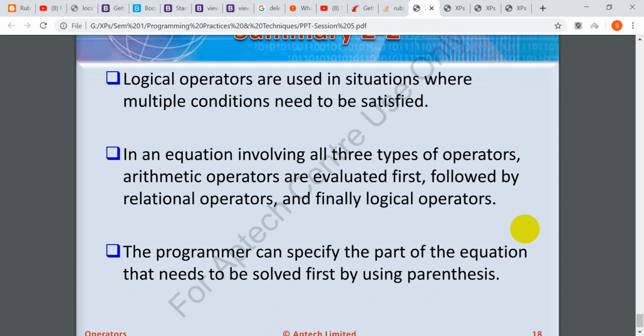In an equation involving all three types of operators, arithmetic operators are evaluated first, followed by relational operators, then finally logical operators. The programmer can specify the part of the equation that needs to be solved first by using parentheses.